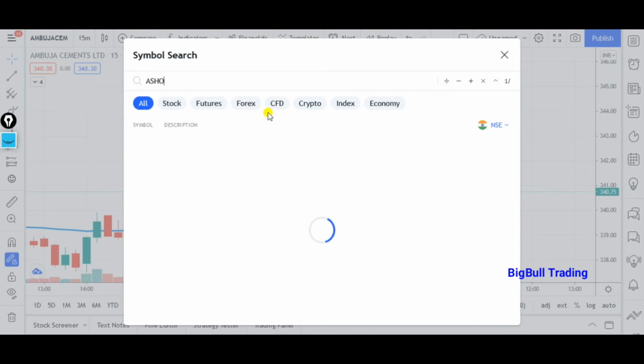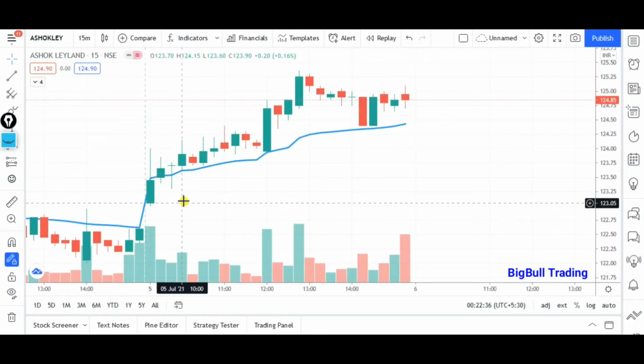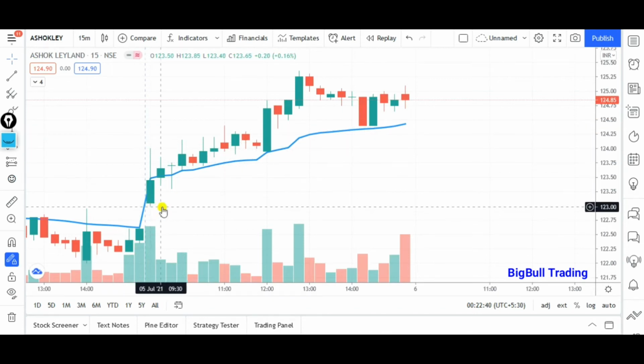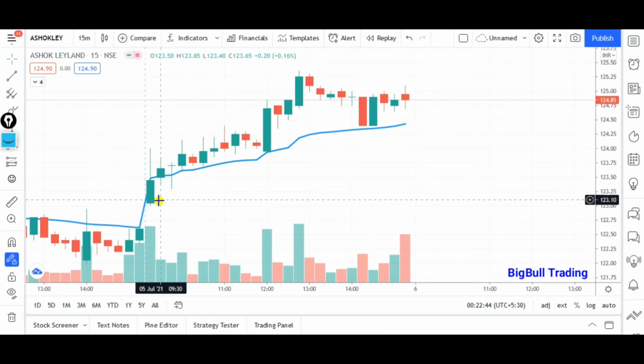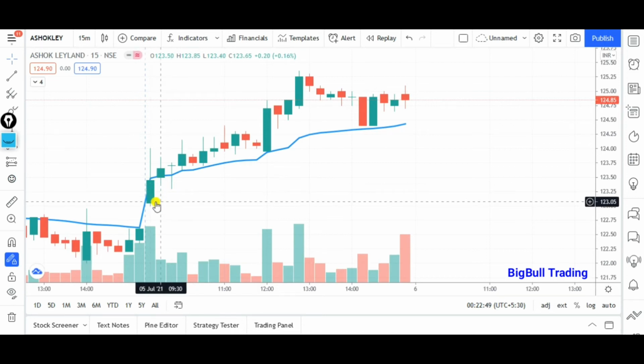Now I will go to another stock, Ashok Leyland. Here you can see the same strategy. But as I have told you, this pattern is for the sell. Since this is green, we want another red candle pattern. Until and unless the red candle pattern is there, this will not be activated. So we are not taking the trade here.